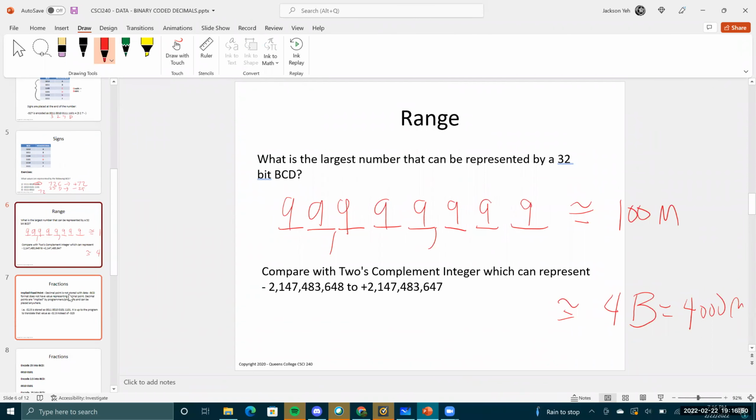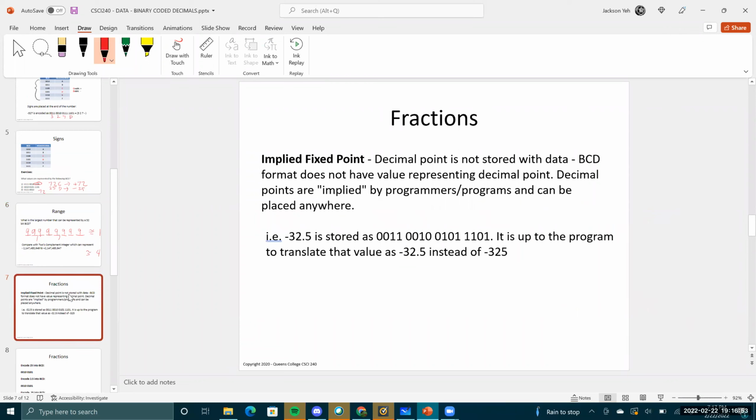All right, let's talk about another thing about BCDs. Fractions. We talked about floating point in the last class, where part of the encoding for a floating point was an exponent that told you where to put the decimal point, right? So BCDs do not have a floating point. However, you can implement what's called an implied fixed point. Okay, fixed point means that the decimal point doesn't move.